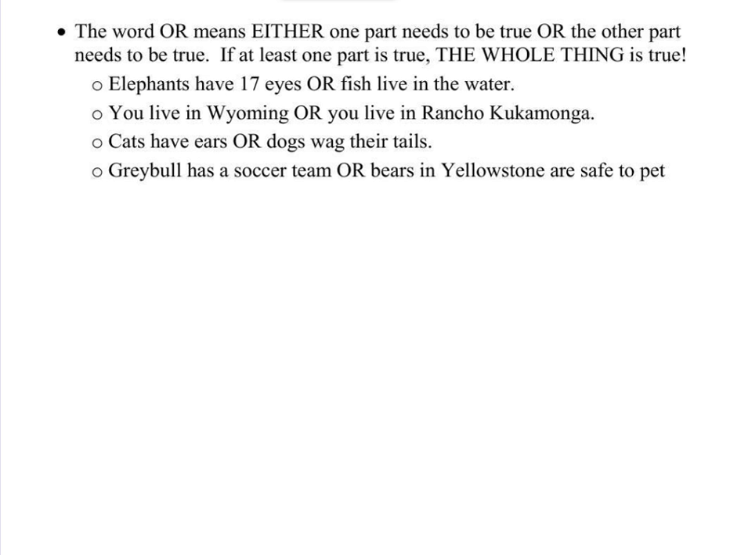So now the word or means either. One part has to be true or the other part has to be true. And if one or the other part is true, then the whole thing is true, no matter how ridiculous the false part actually is. So, if at least one part is true, then the whole thing is true, no matter what. This says elephants have 17 eyes or fish live in the water. Do elephants have 17 eyes? No, obviously not. Do fish live in the water? Yes. And because we use the word or, only one part had to be true in order for the whole statement to be true.